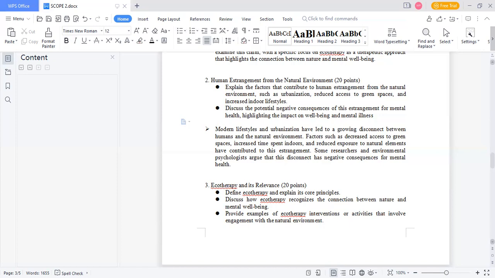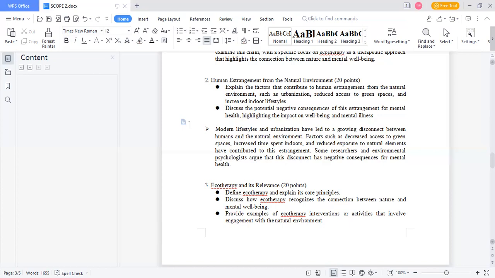For example, that I've put down there: modern lifestyles and urbanization have led to growing disconnect between humans and our natural environment. Factors such as decreased access to green spaces, increased time spent indoors, and also reduced exposure to natural elements have contributed to this estrangement. Some researchers and environmental psychologists also argue that that disconnect has negative consequences as well. And also urbanization, you find people are now getting congested, crowding in places.